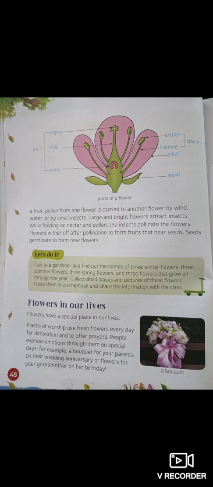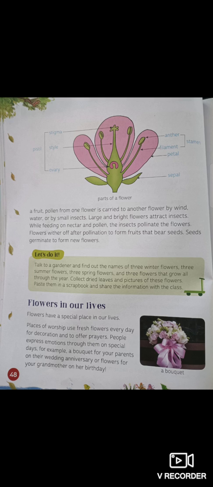So pollen from one flower is carried to another flower by wind. Okay, basically the wind blows on the flowers and then the wind carries the seeds, right? Or also by other small insects. Large and bright flowers attract insects, right?